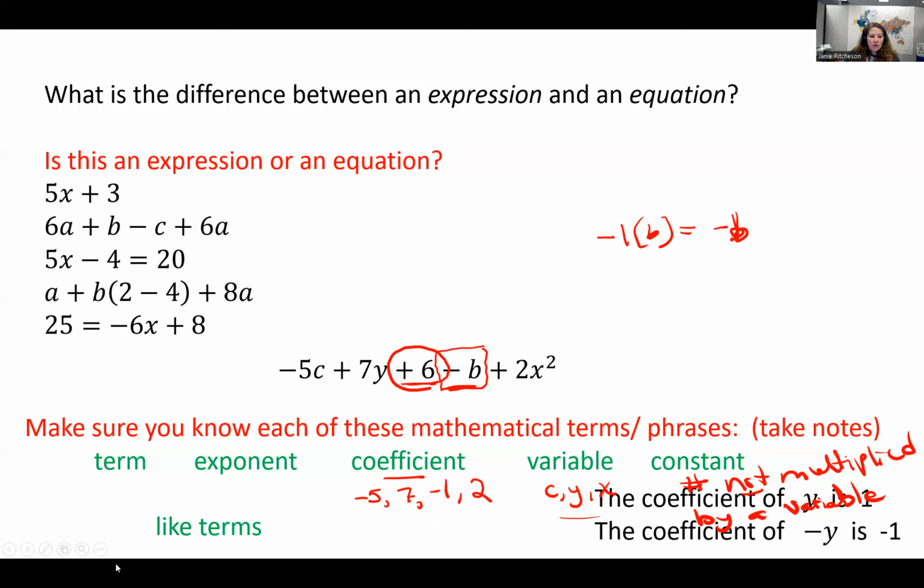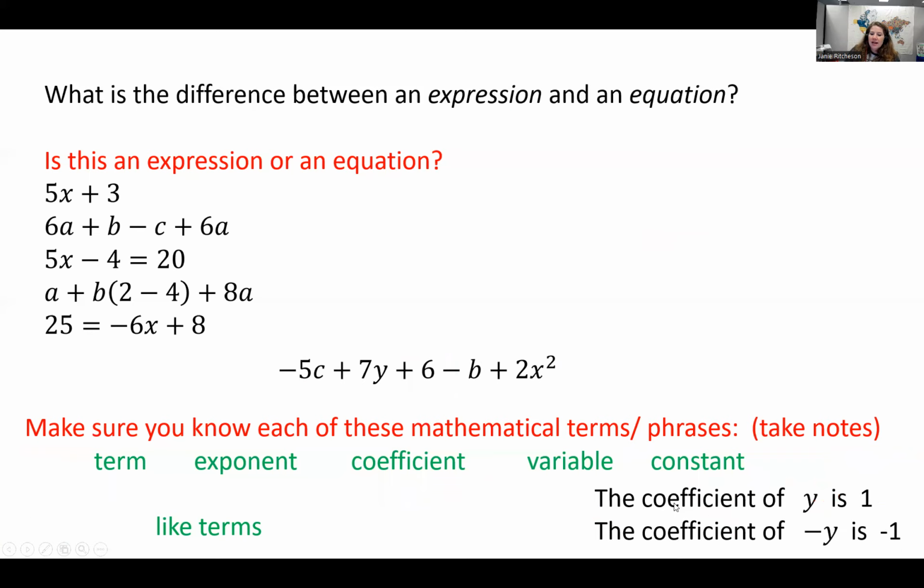All right, so I got a little bit more down here in the corner. The coefficient of y is 1. So remember, a coefficient is a number multiplied by a variable. So the coefficient of y is 1, and the coefficient of negative y is -1. You need to write that down. You need to remember that.